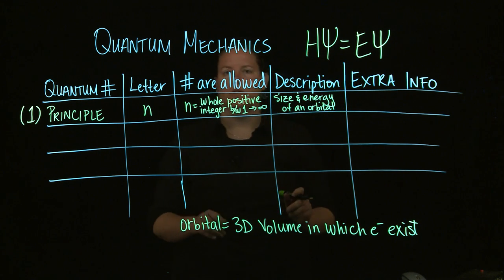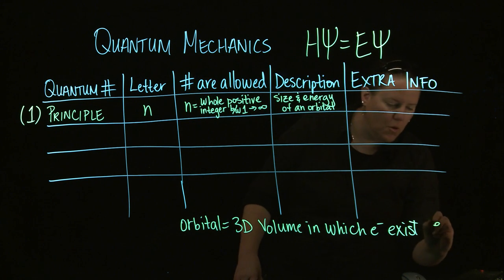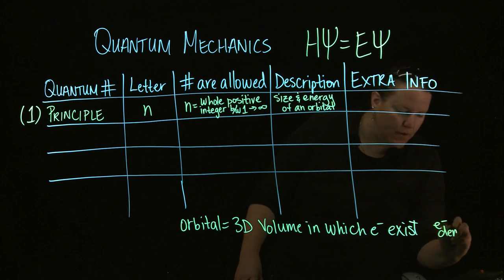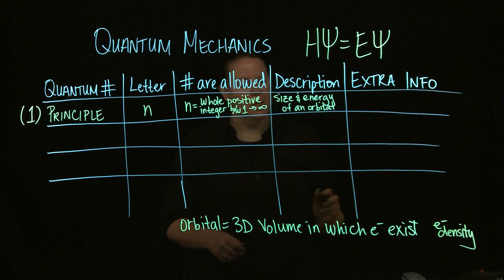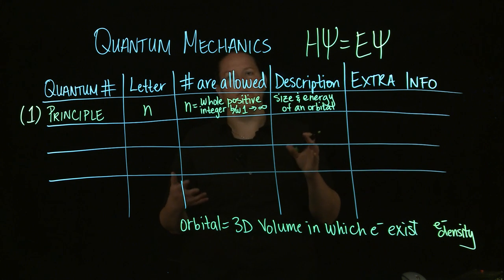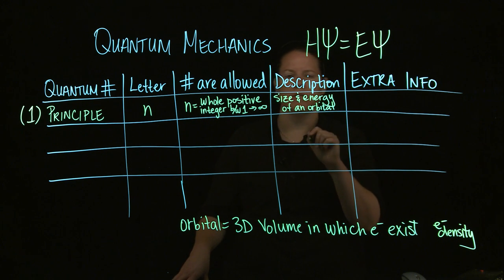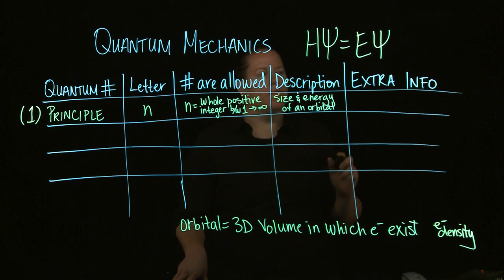Sometimes the overlapping space of orbitals is called, as a whole, electron density. So if you've ever heard the word electron density, that's what we're talking about. That's the overlapping orbitals once you have them all together around the nucleus for each atom. So this is the size and energy of an orbital.